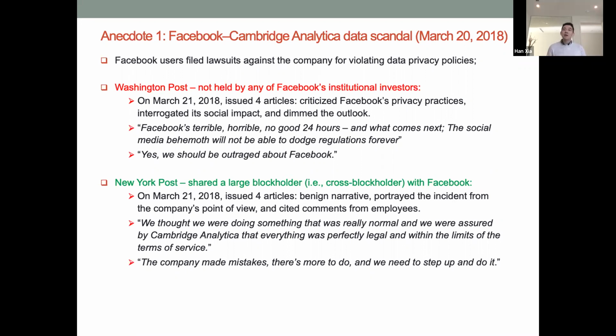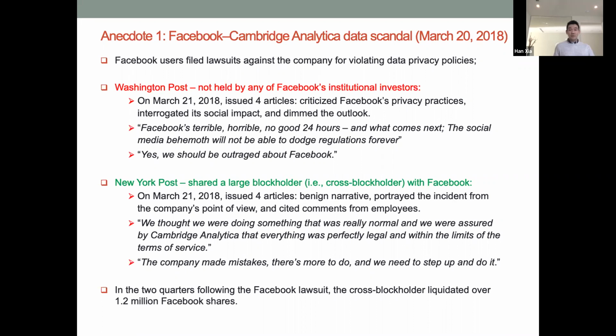Here are some examples: "We thought we were doing something that was really normal, and we were assured that everything would be perfectly legal." "The company made a mistake, and now we need to step up and fix it." What's interesting is that in the 2 quarters following this scandal, the block holder shared between the New York Post and Facebook liquidated over 1 million Facebook shares.